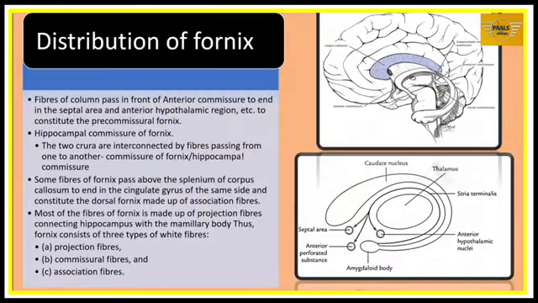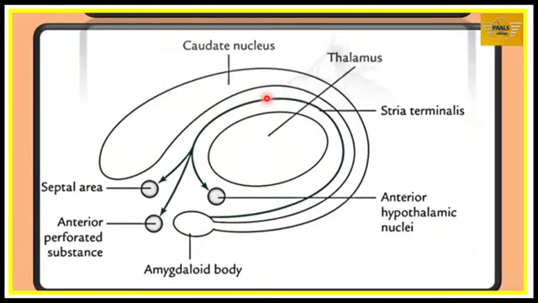How is the fornix distributed? Now use this image to discuss it. One, some of the fibers of the fornix will go to the septal area. These fibers that move to the septal area, because they have not passed beyond the anterior commissure, will be called the precommissural fibers. Now we have the fibers that go to the hypothalamus that will go below the anterior commissure. These fibers that go to the hypothalamus are called the postcommissural fibers.